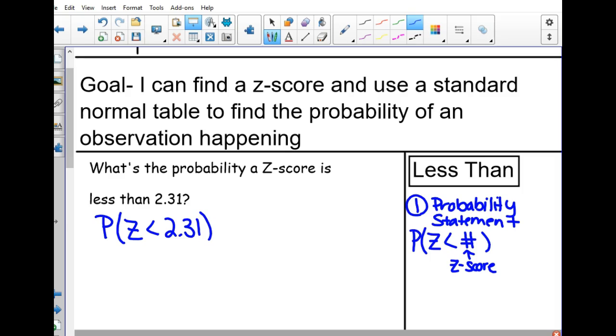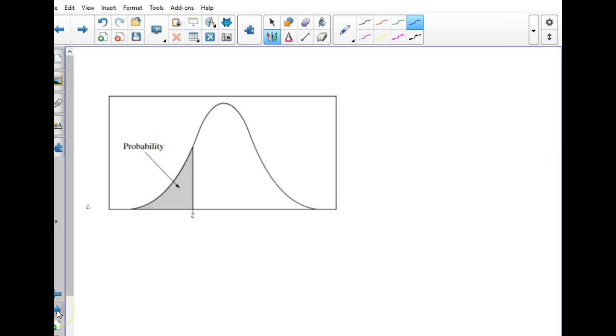And now what we're going to do is go to our yellow sheet, our table, our z-chart. And I'm going to show you how to use this. What does 2.31 look like on the normal curve though? You're not required to draw this, but just so you know, here's my mean. 2.31, 1, 2, 3 is right here, approximately. I want to know the probability of ending up in that area. So I go to my chart. I want you to take your yellow chart out now and let me teach you how to use it.